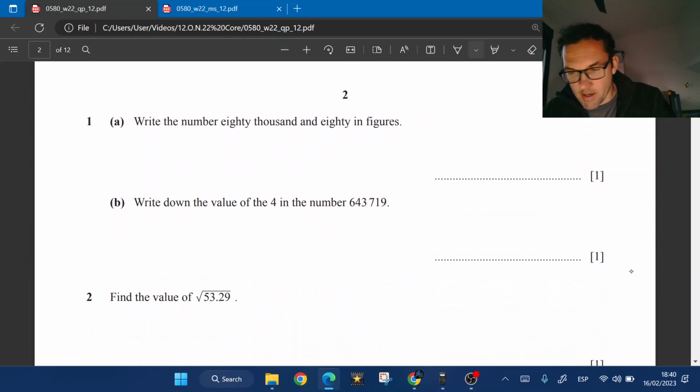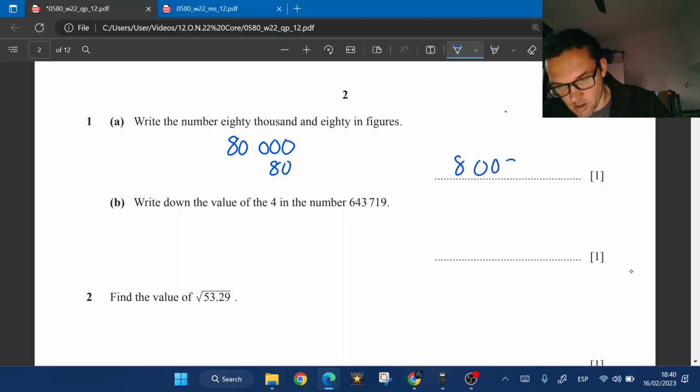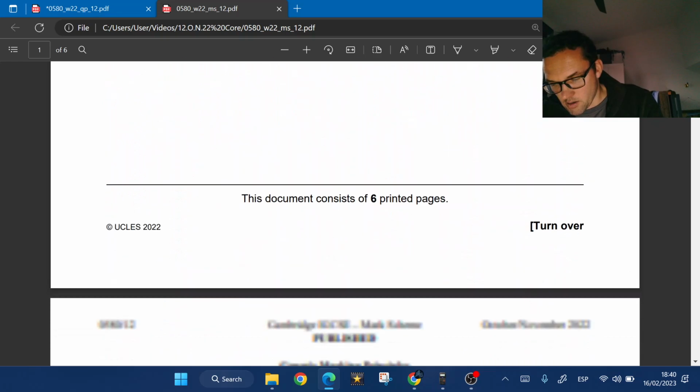Right, first question there. Write the number 80,080 in figures. There's a red slide. 80,080. So that's it. You just squeeze that together. So it's an 8, 2 zeros, another 8, and a 0. Okay, let's have a look.